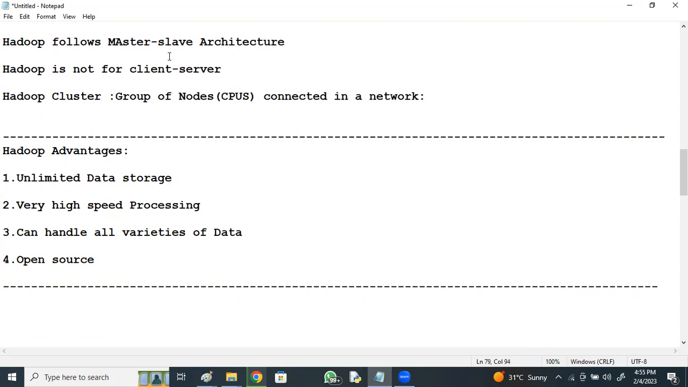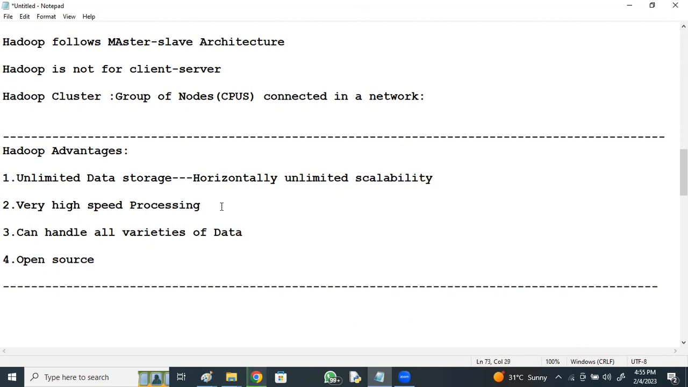So unlimited data storage is possible because of a feature in Hadoop, right? Horizontally unlimited scalability. Horizontally unlimited scalability means an unlimited number of slaves can be added.